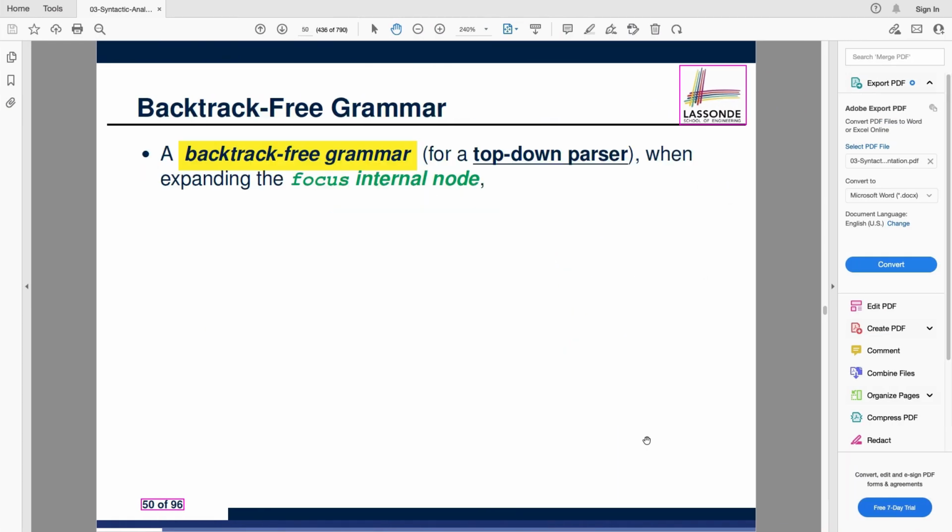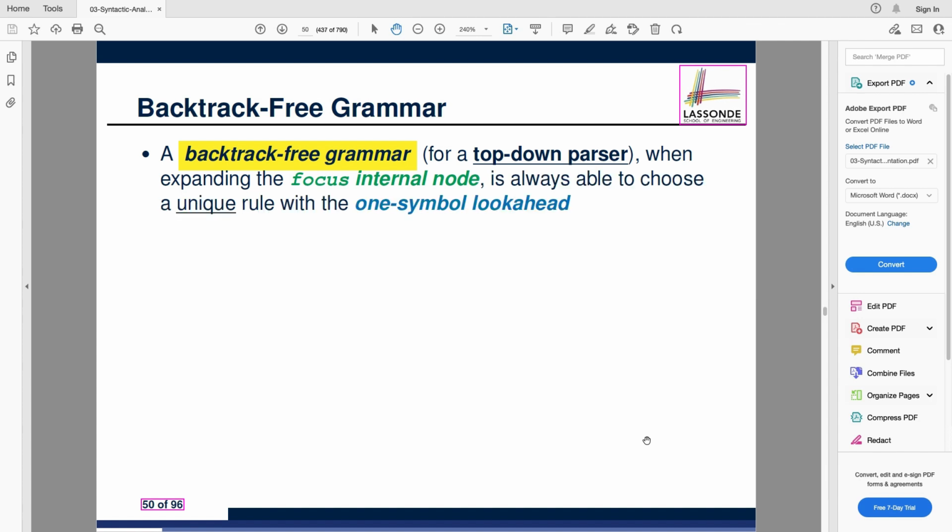So, backtrack-free grammar. For this backtrack-free grammar, we're going to look at the one-symbol lookahead. And given that we talked about the first and also the follow, now we are going to combine them together in a way. So we have a new algorithm. But luckily, the algorithm looks just like what we had before. There's only a single line I had to change, which I'll show to you.